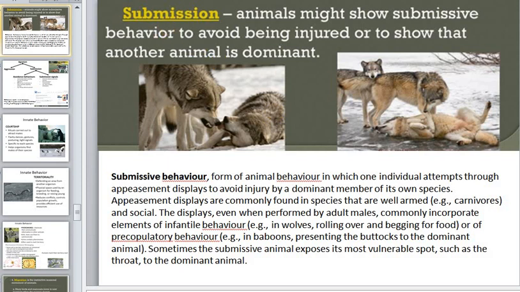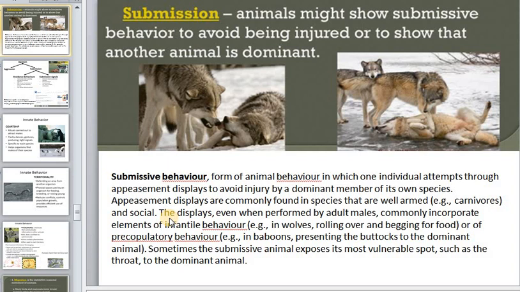And here we see submissive behavior in animals. Animals might show submissive behavior to avoid being injured or to show that another animal is dominant. It is a form of animal behavior in which one individual attempts, through display, to avoid injury by a dominant member of its own species, but not always its own species. And displays are commonly found in species that are well organized, especially carnivores that are social, like animals which live in groups.